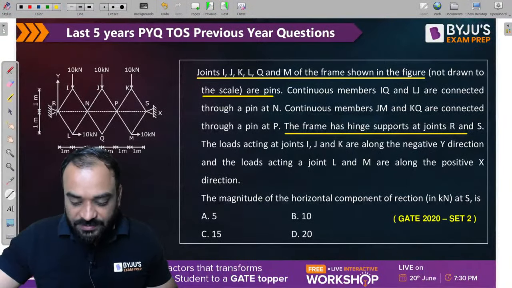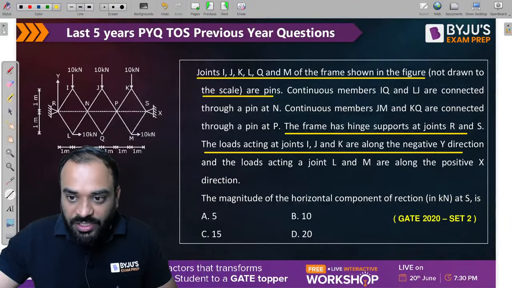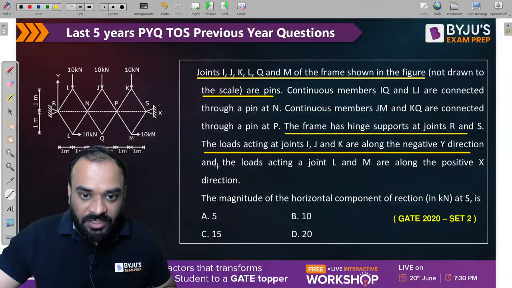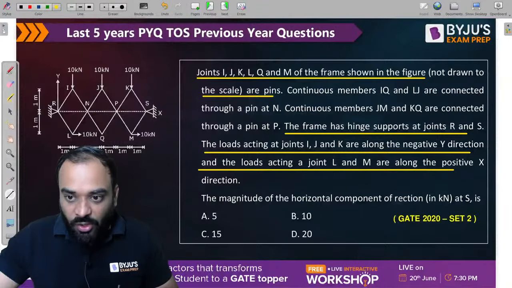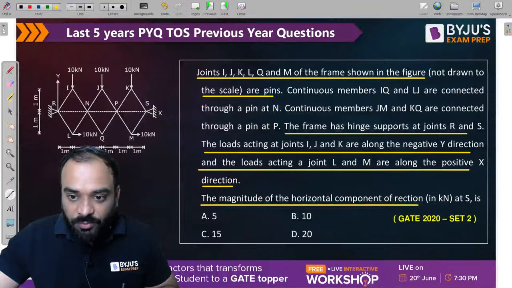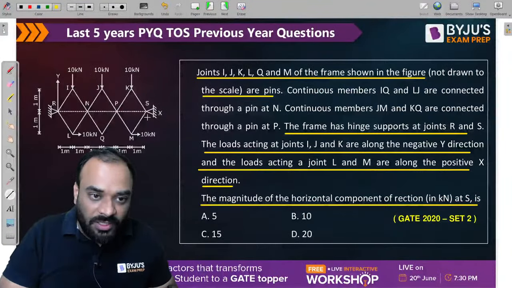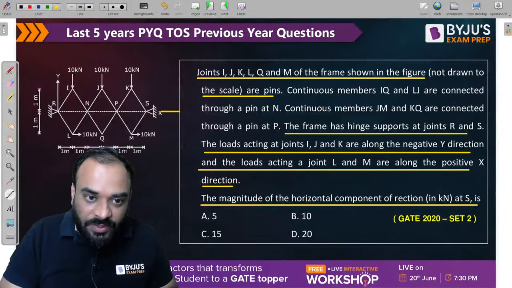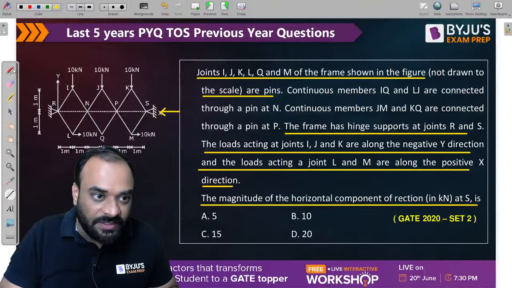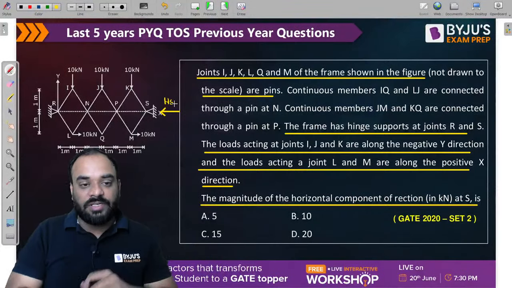Now the load acting at I, J and K is along the negative Y direction, and the load acting at L and M is along the positive X direction. The magnitude of the horizontal component of the reaction at S is equal to how much? We need to find the reaction present at this particular support. Let us consider this reaction is HS. We need to calculate this particular value.